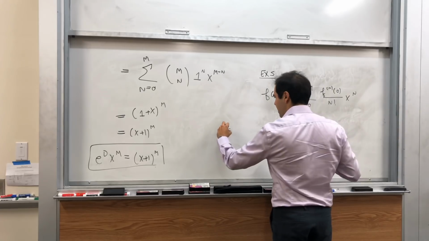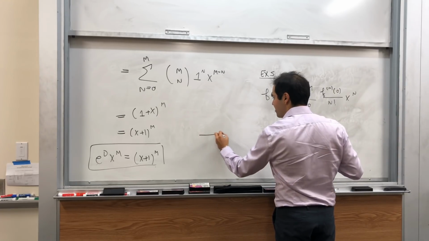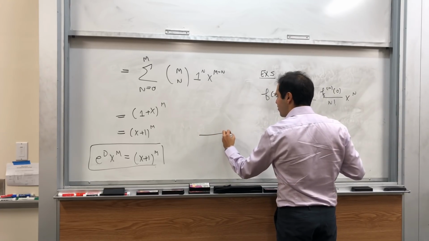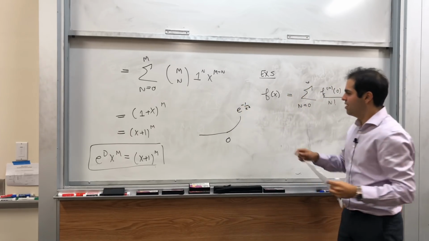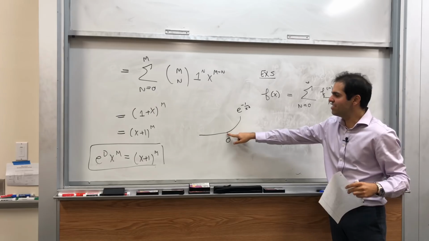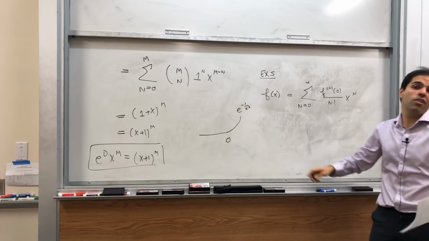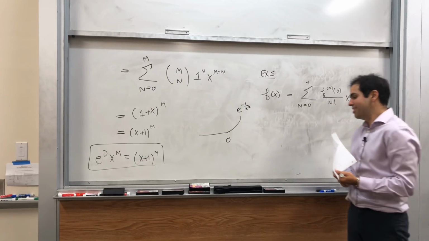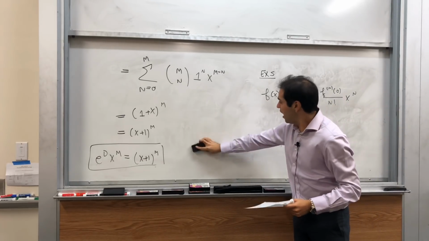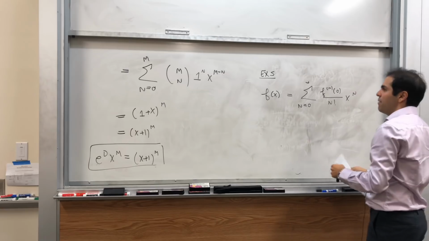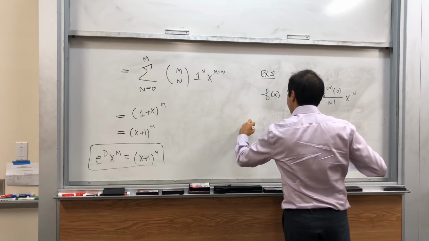The most prominent example being this function, which at 0 becomes e to the minus 1 over x squared. Surprisingly, for this function at 0, the Maclaurin series is 0. So that's something for another time. All right, now let's see what happens if you apply the exponential derivative.